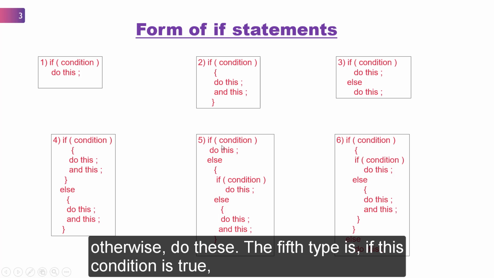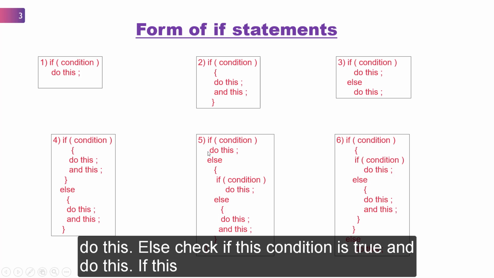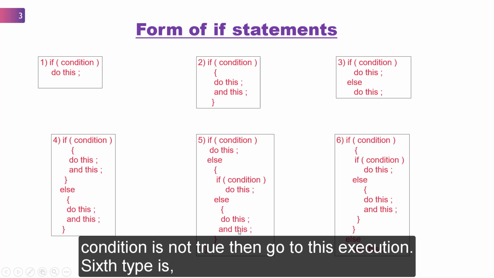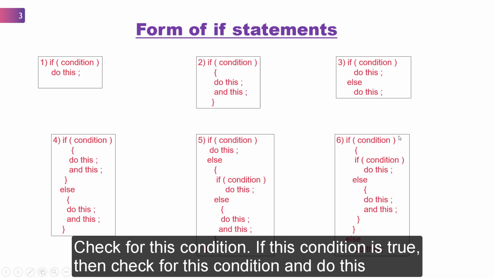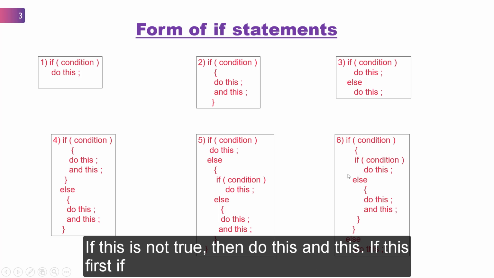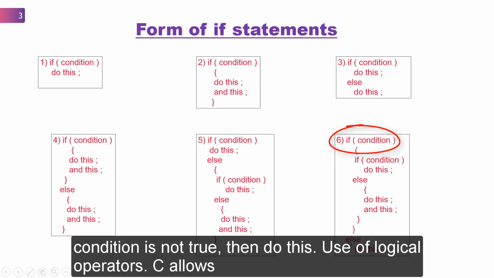The fifth type is, if this condition is true, do this, else check if this condition is true and do this. If this condition is not true, then go to this execution. Sixth type is, check for this condition. If this condition is true, then check for this condition and do this. If this condition is not true, then do this and this. If this first if condition is not true, then do this.